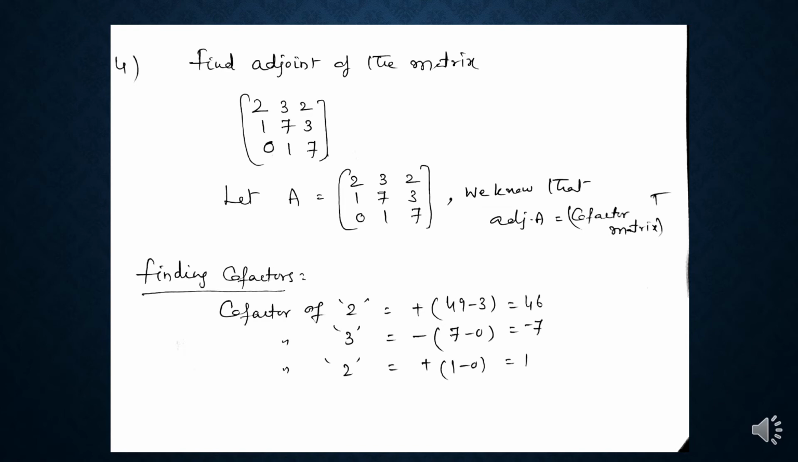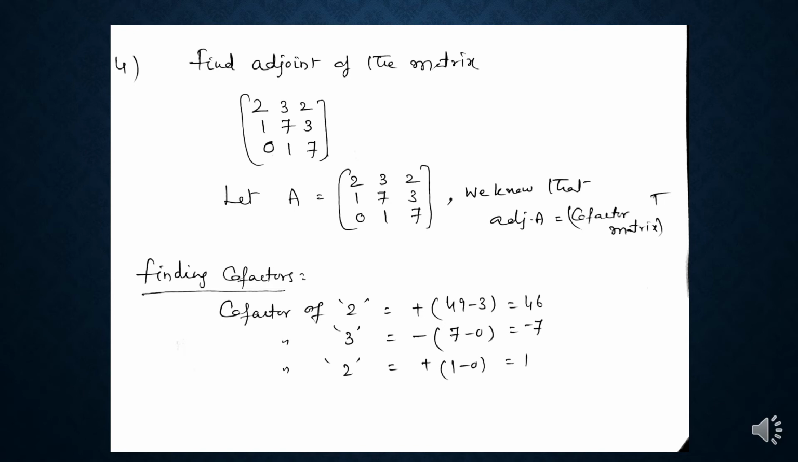So to find the adjoint A, what is the formula? The transpose of the cofactor matrix is the adjoint A. So at first we have to find the cofactors for each and every element. First row elements are 2 3 2, second row elements are 1 7 3, third row elements are 0 1 7. So here first row elements are 2 3 2.